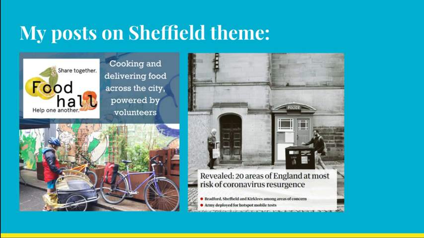On my Sheffield theme, Sheffield was unfortunately on the front pages of the Sunday papers, because we are expecting another lockdown due to the fact that we're having some problems. And so I'm going to do some posts about that, and also about a lovely project that I've been helping out with. And this is a picture of my daughter. We've been doing food deliveries across the city on our bikes for a local charity called the Food Hall. So I'm going to be talking about that. Those are two stories about Sheffield.